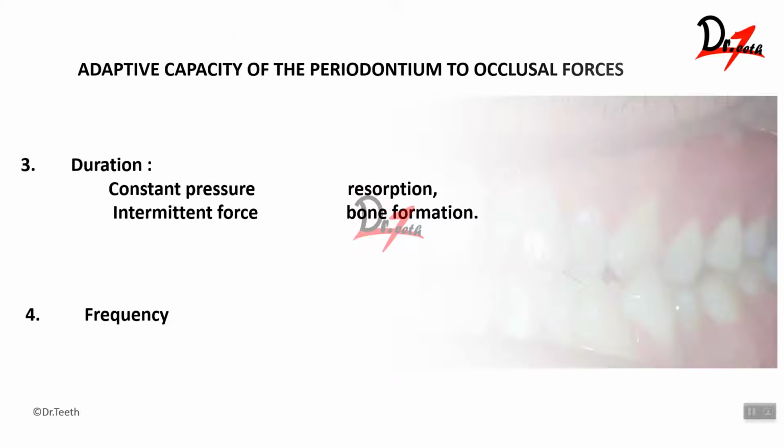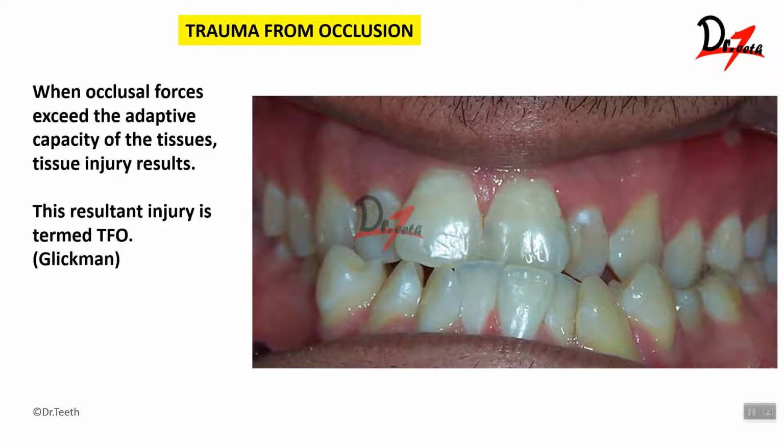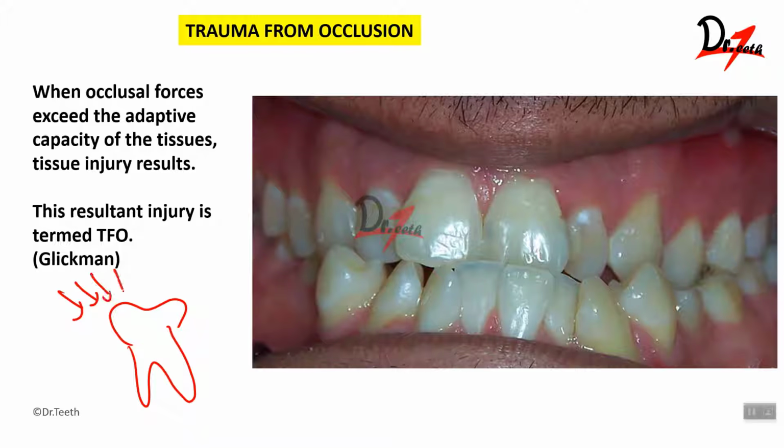Now let's talk about the concept of trauma from occlusion. Glickman defined trauma from occlusion as: when the occlusal forces exceed the adaptive capacity of the tissue, injury results. So this means that if forces are applied onto the tooth structure, the periodontium will try and adapt itself to these forces. But after a certain threshold, even the periodontium will give up and it results in injury, and this injury is termed trauma from occlusion.